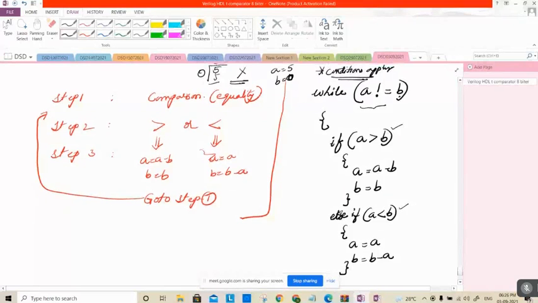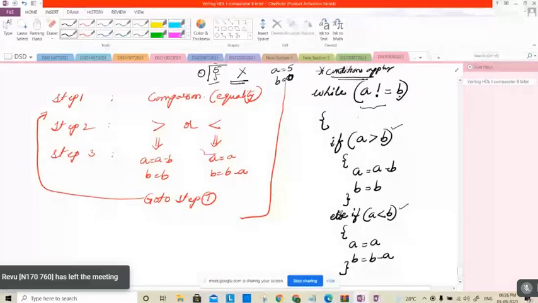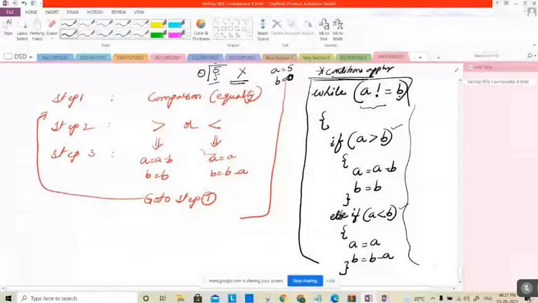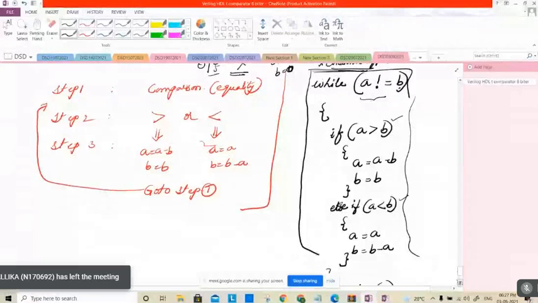We can keep a line there: while A not equal to 0 and B not equal to 0 as the loop condition. That can be written, right? So this is my algorithm. The last final question, this is my conclusion, so I'll be doing my GCD in this way.